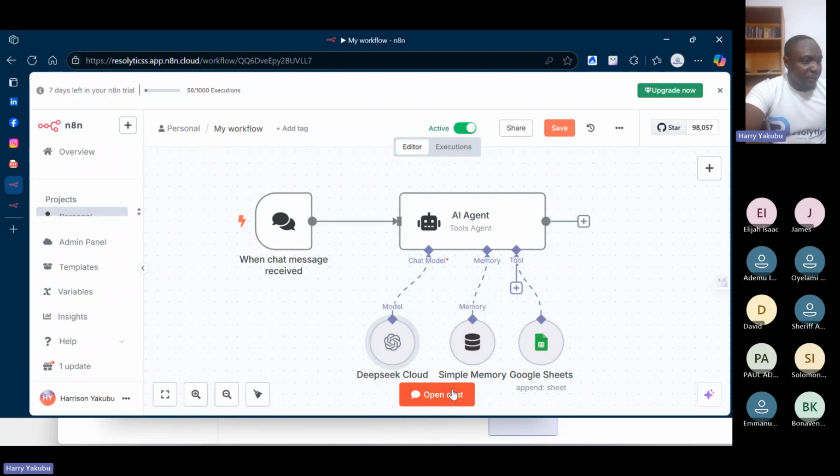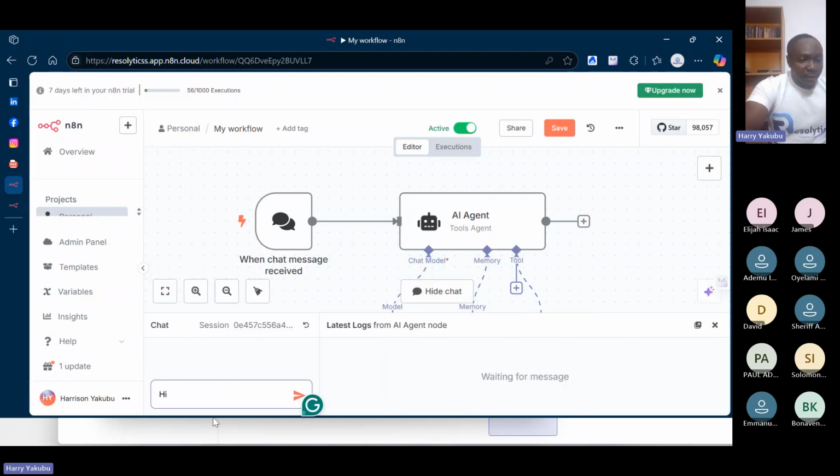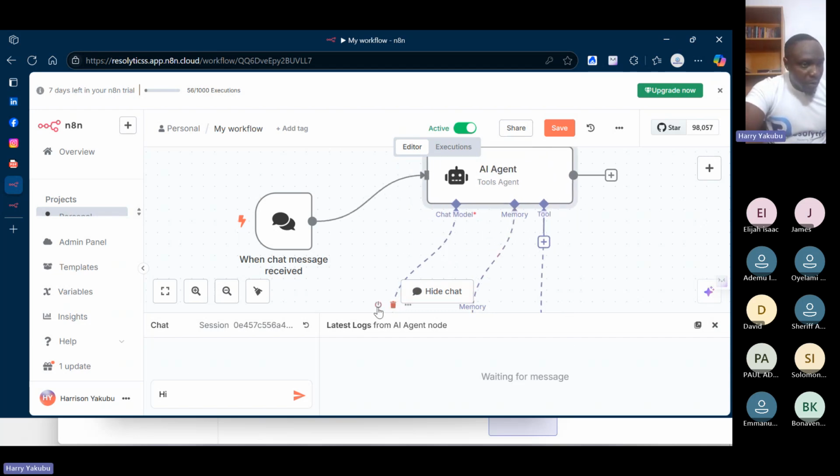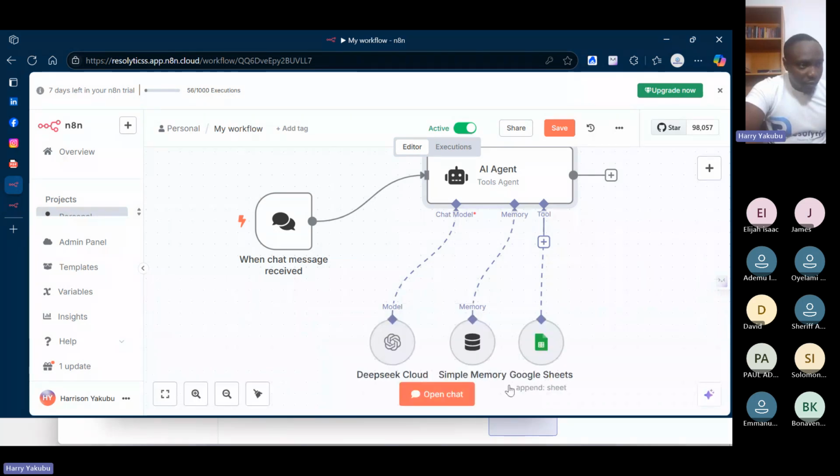Let me open the chat here. Let me say hi. Watch what's going to happen. Let me see if I can bring this up so you can see better. I want you to see how it works in real time.